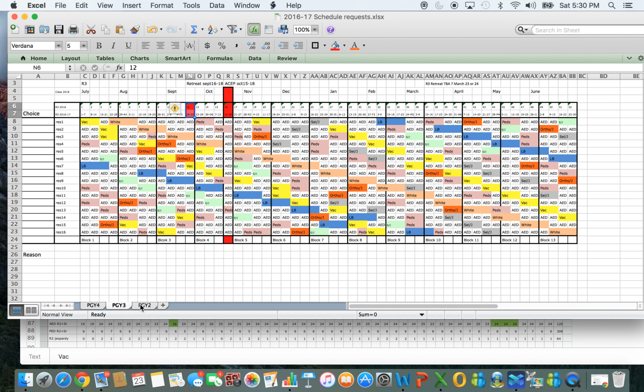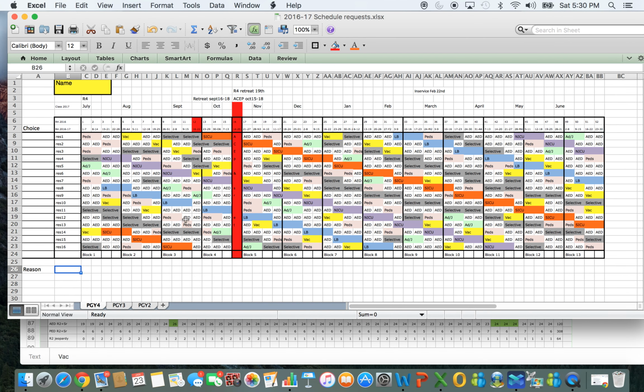For the PGY 2s, and also for the future 3s and 4s, some of the details: ASAP is right here, retreat is right here, and in addition what you'll notice is the months are across the top. These are the weeks 1 through 52, and the dates are here. So this is July 1st through 7th, for example. August 4th starts there, September starts here, etc. So hopefully you can interpret the dates and the months easily. The blocks are listed at the bottom.